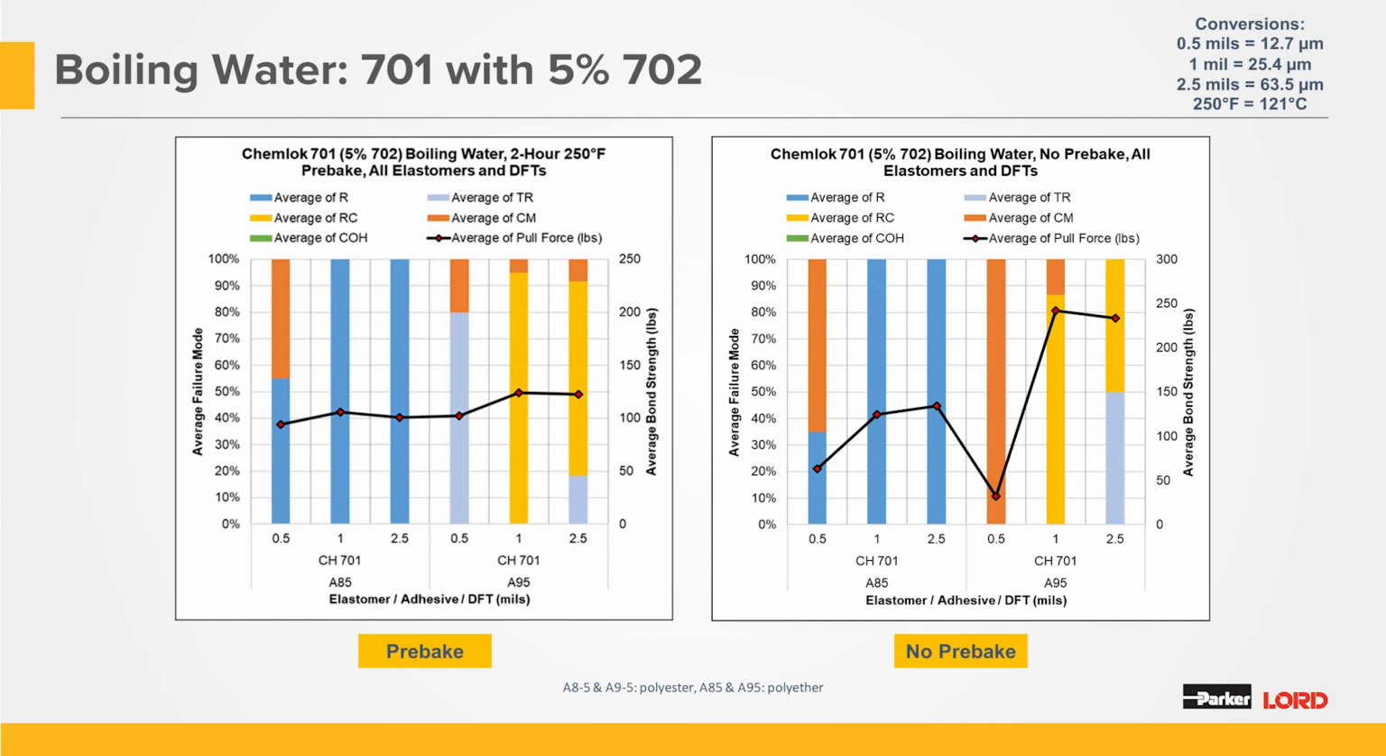Similar to the primary adhesion no pre-bake results, the lowest bond performance for boiling water without a pre-bake occurs at 0.5 mil for both elastomers. You can see the drop-off in bond strength on the graph to the right.